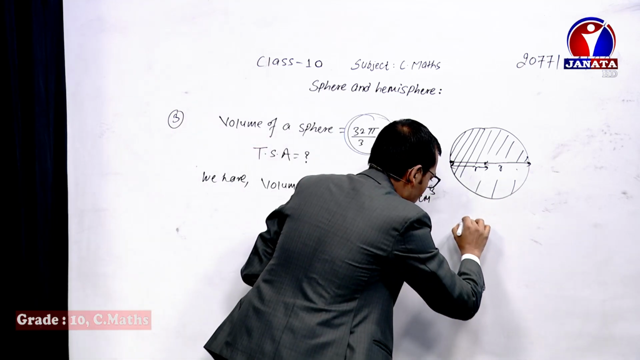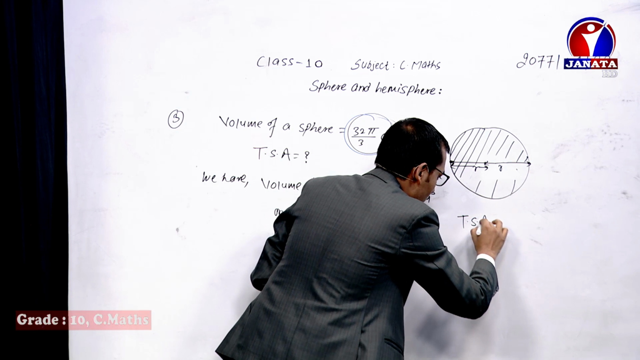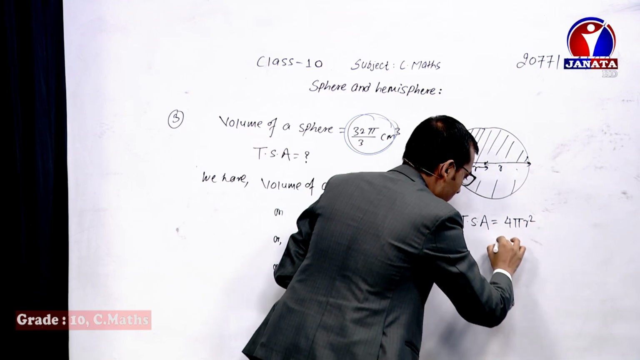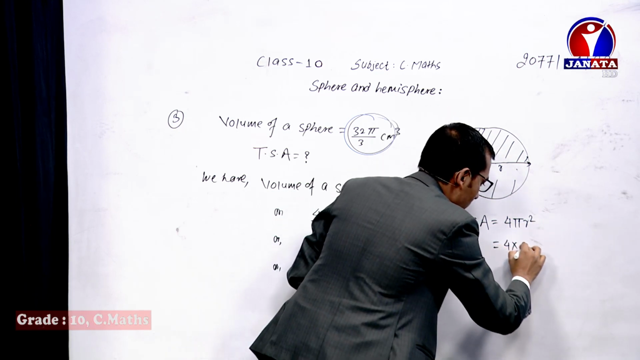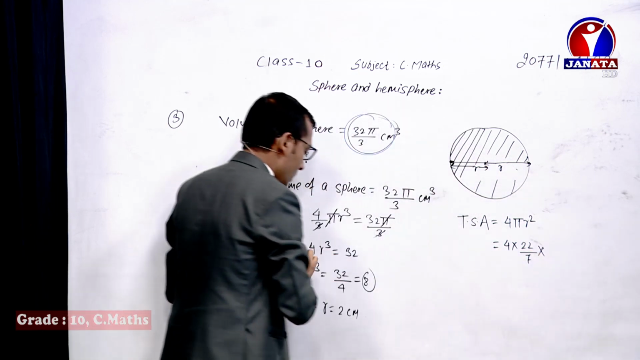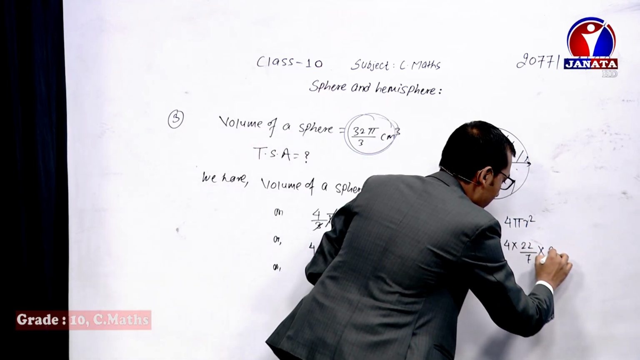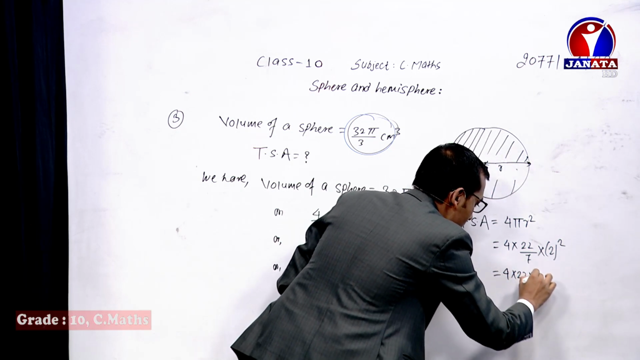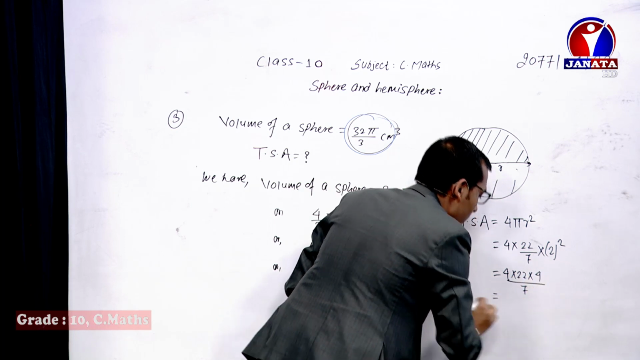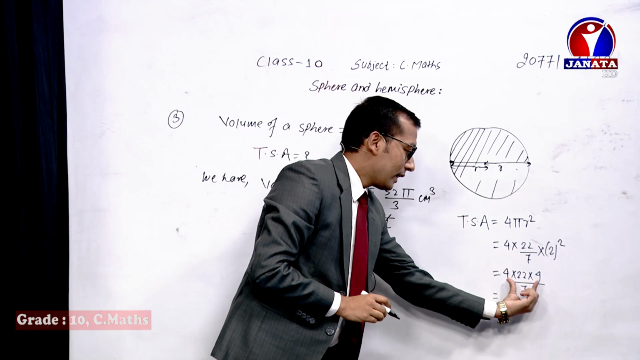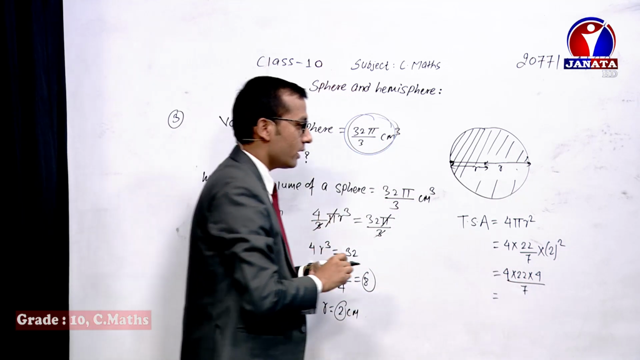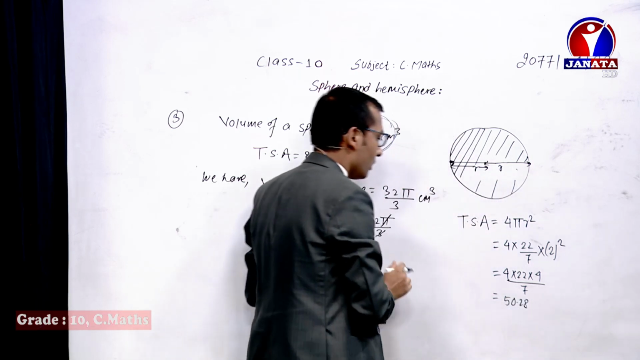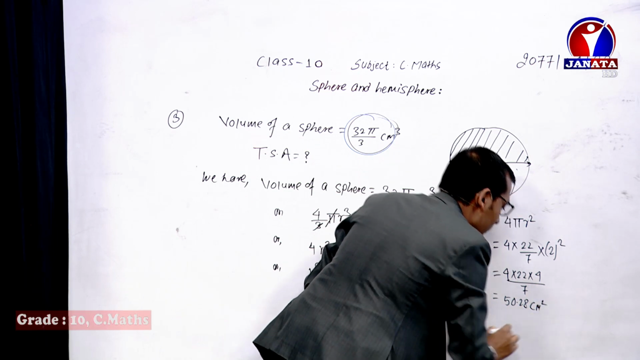We know what is the surface area of a sphere. It's 4 pi r square. So 4 times what is pi? 22 over 7 times what is r? 2. So 2 square. So this is 4 times 22 times 2 square over 7. We can calculate this and find surface area. This is 50.28. What is the unit of area? It is square centimeter.